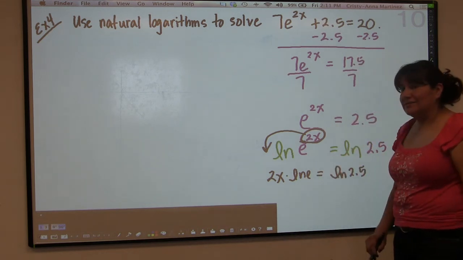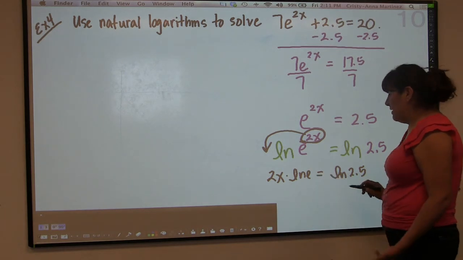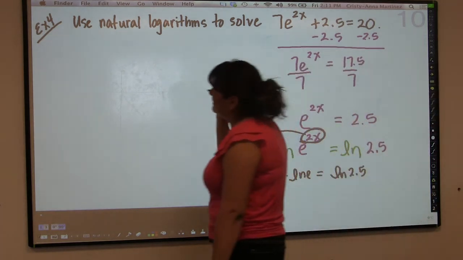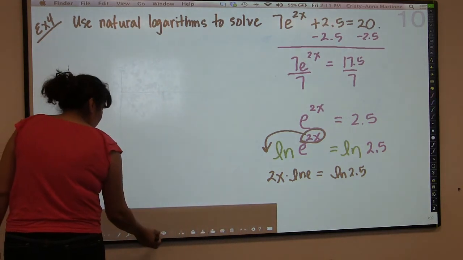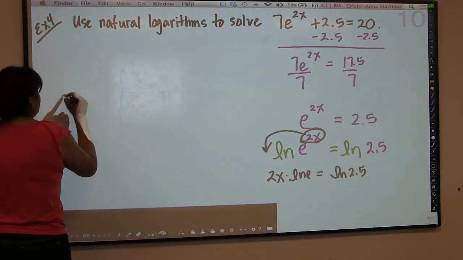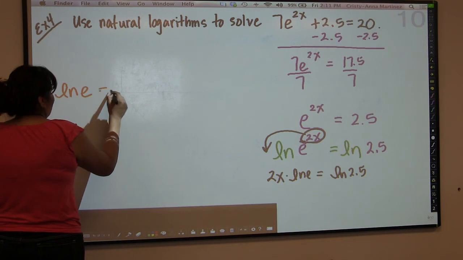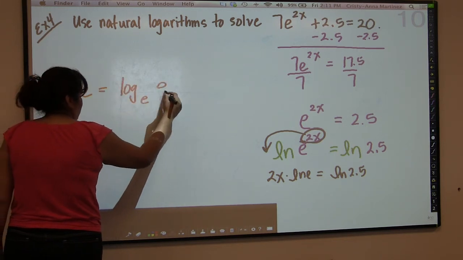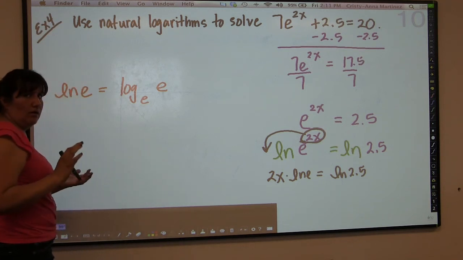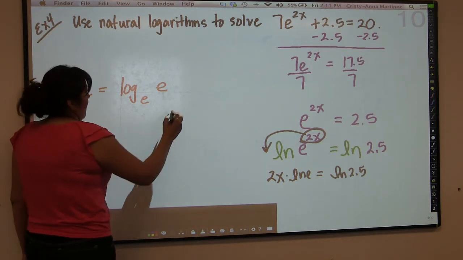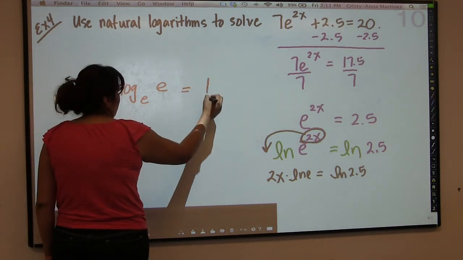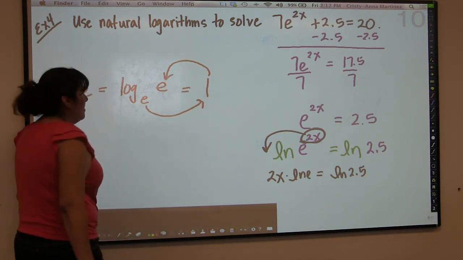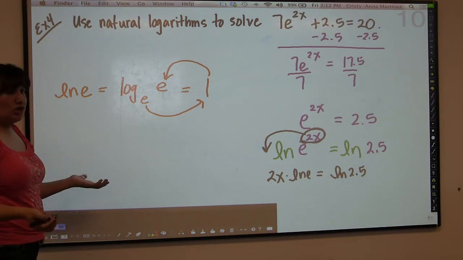What's cool about this is, at this point you could divide by ln e if you want to, but what does ln e actually mean? Technically, ln e is log base e of e. And this is going to be 1, because e to the 1 power is e. So whenever you have ln e, it's actually just 1.